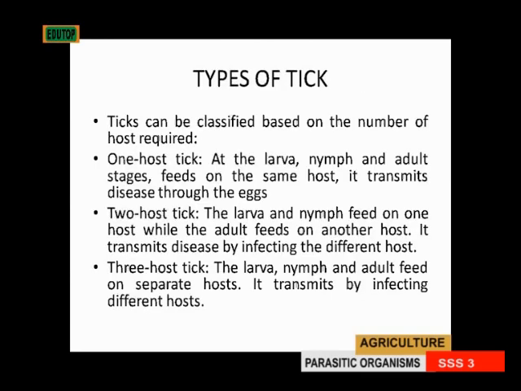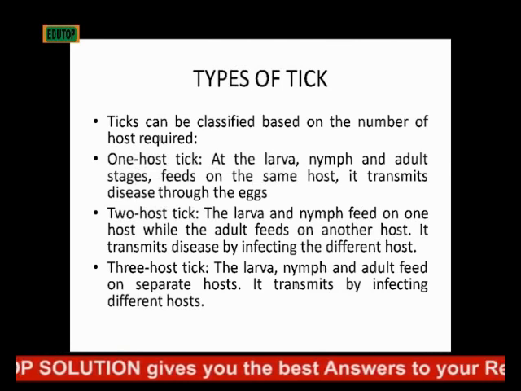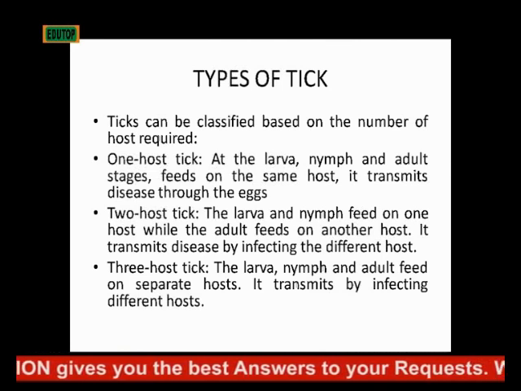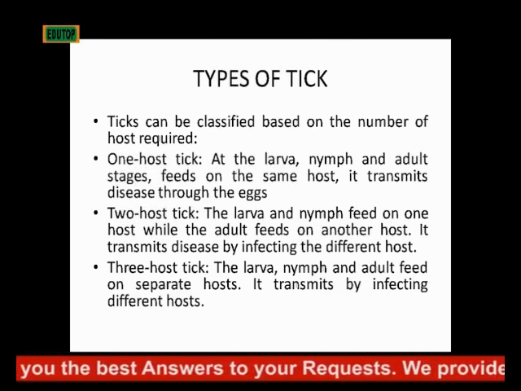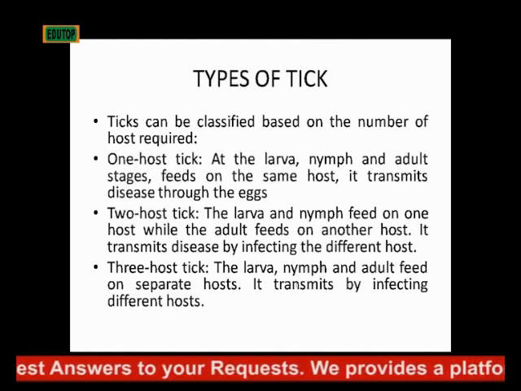Types of tick. Tick can be classified based on the number of hosts that it requires. We have 1 host tick, 2 host tick, and 3 host tick. In 1 host tick, at the larvae, nymph and adult stages, it feeds on the same host. All the stages, it feeds on the same host, and it transmits its disease through the eggs.